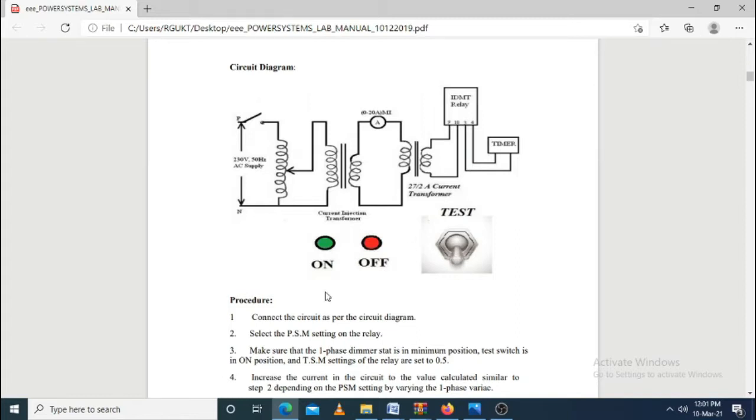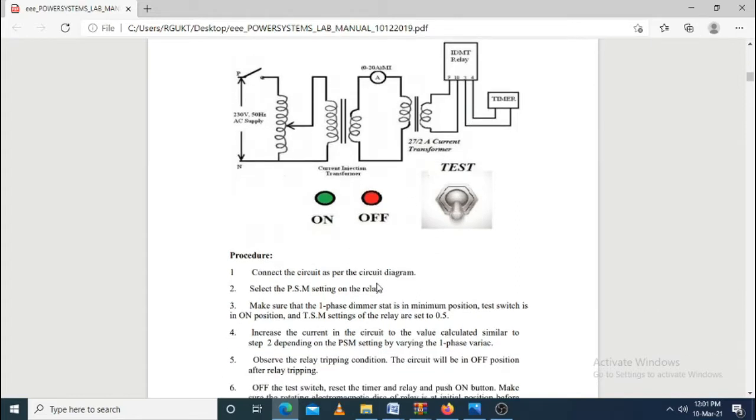So the main procedure is as per the circuit diagram: select the plug setting multiplier on the relay, which you select depending on the CT ratio, and the time setting multiplier. Make sure that the single phase dimmer starter is in the minimum position, and the test switch is in the on position. The time setting multiplier of the relay is set to 0.5. Generally the time setting multiplier is 0 to 1 only.